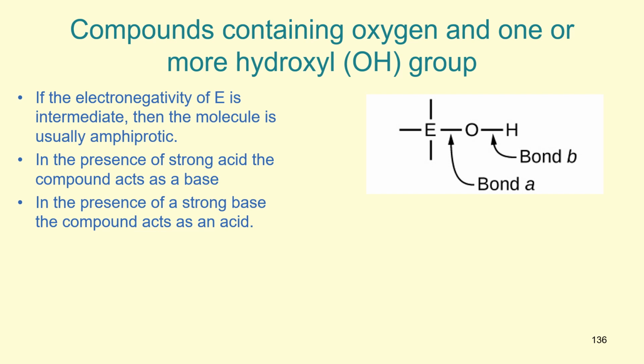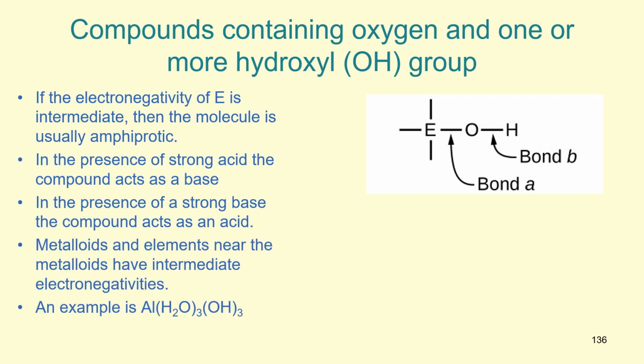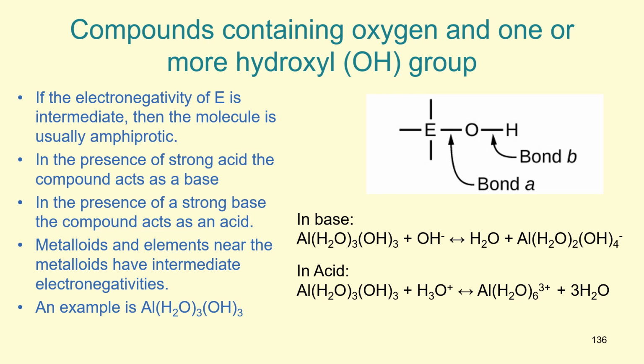In the presence of a strong base, the compound will act like an acid and bond B will break. But in the presence of a strong acid, it'll act kind of like a base, and bond A will break. Metalloids and elements near the metalloids tend to have intermediate electronegativity, like aluminum hydroxides and some others in the transition metals. Now, we're not really going to deal with those very much.